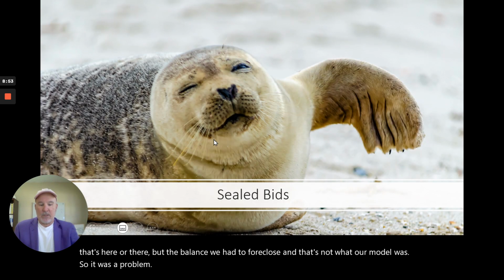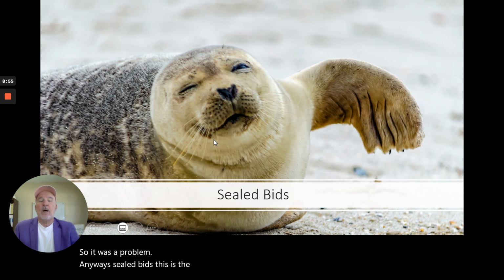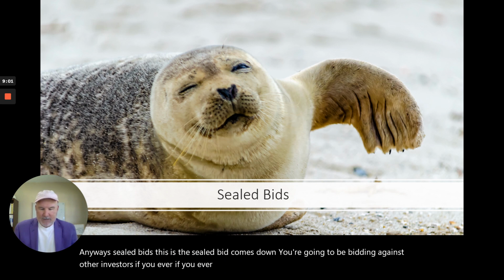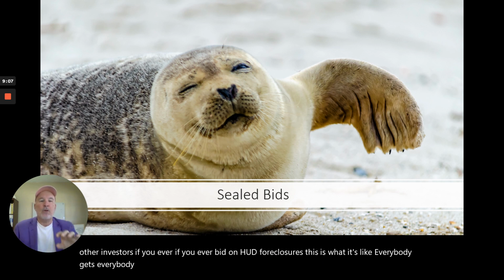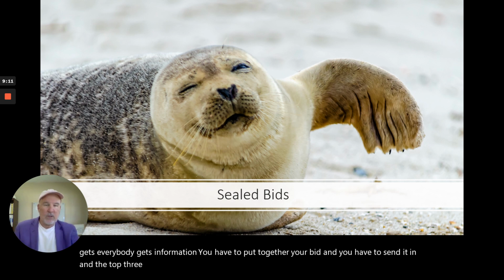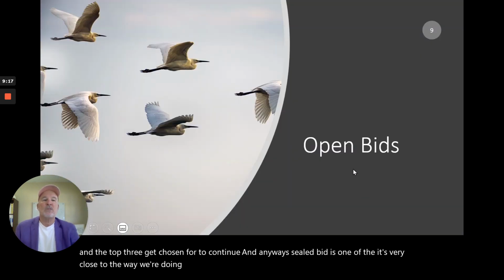Anyways, sealed bids. This is the sealed bid comes down. You're going to be bidding against other investors. If you ever bid on HUD foreclosures, this is what it's like. Everybody gets information. You have to put together your bid and send it in, and the top 3 get chosen to continue. Sealed bid is very close to the way we're doing business now. We're doing business now with open bids.